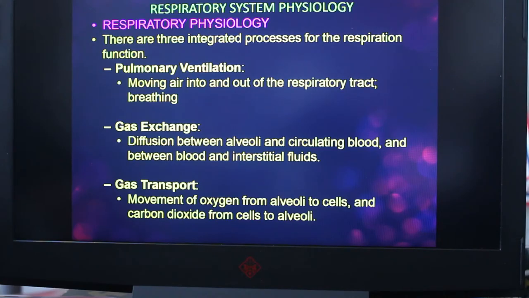Now, as for the respiratory physiology, there are three integrated processes for the respiration function. The first one is the pulmonary ventilation, which is the moving of air into and out of the respiratory tract, and that we call breathing. There is a gas exchange function. This is the diffusion between the alveoli and circulating blood, and between the blood and interstitial fluids. And there is a gas transport part, which is the movement of oxygen from alveoli to cells and carbon dioxide from cells to alveoli.